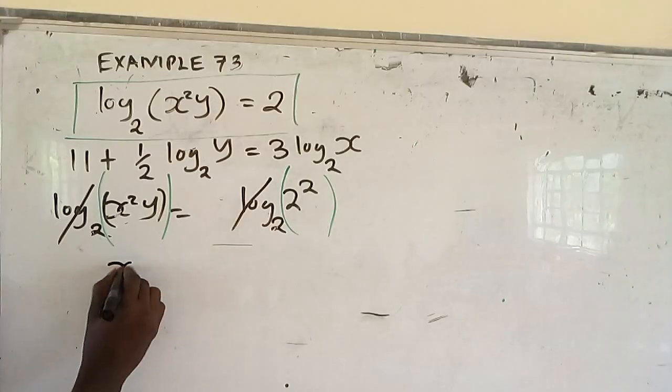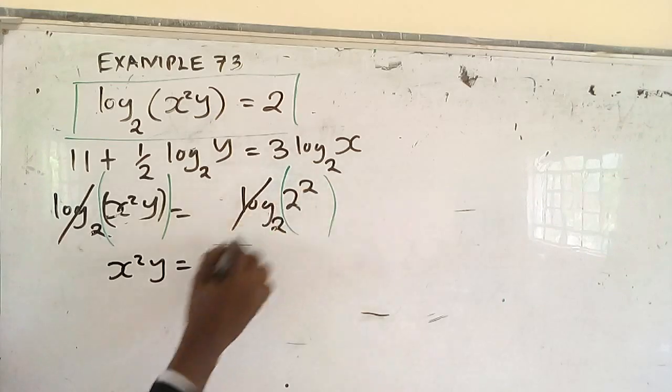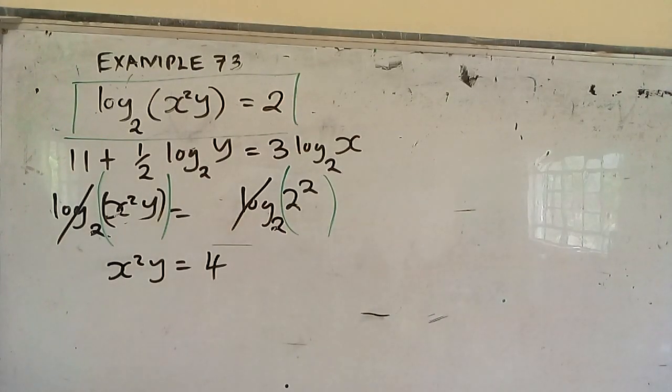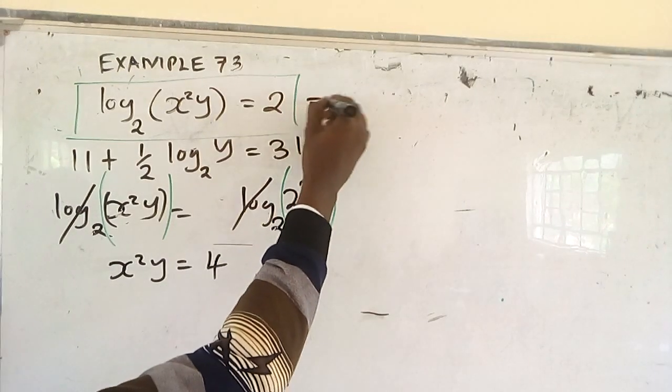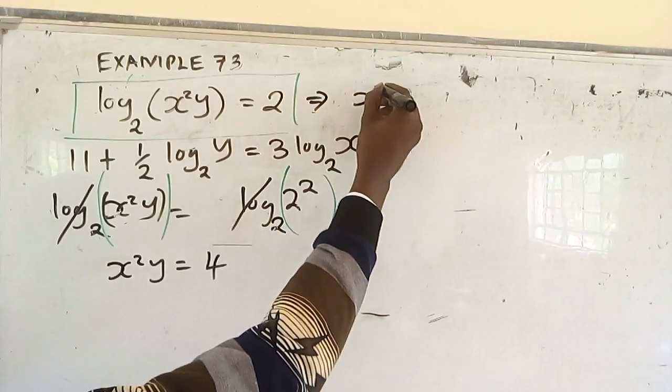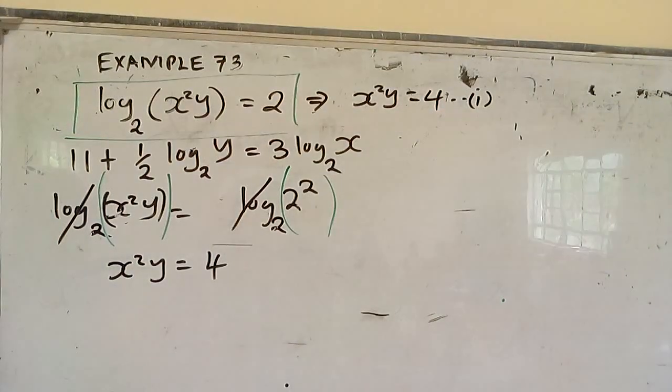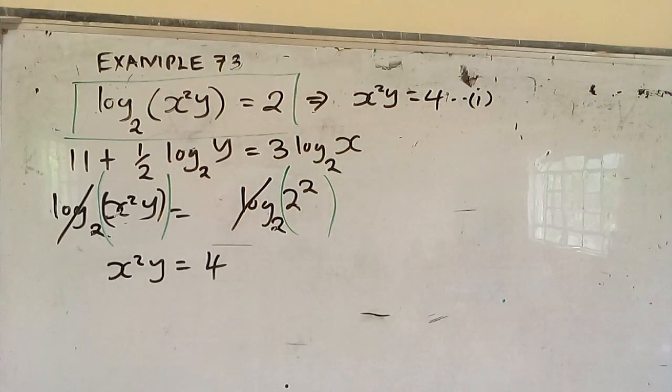x squared y is equal to 2 squared, but 2 squared is 4. Meaning this first equation you've expressed in the form x squared y is equal to 4. So that will be our equation 1. Now you go to this second one.